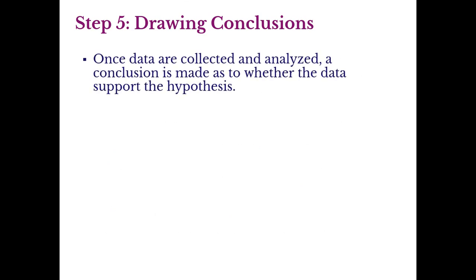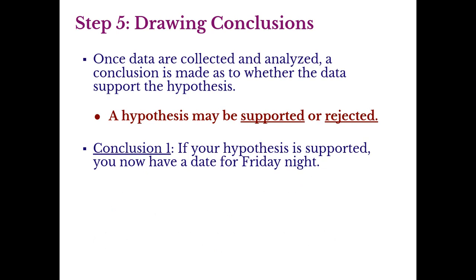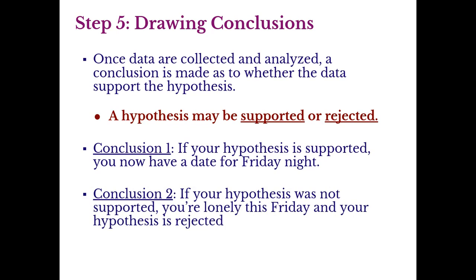If we look at drawing conclusions here for our last step, once our data are collected and analyzed, we need to make a conclusion. We need to try to interpret our data. And so a hypothesis can either be supported or it can be rejected. In the case of my silly experiment with the cologne, if my hypothesis is supported, then I should have a date for Friday night, right? So if my addition of cologne was successful and my hypothesis is correct, I should have a date. If, on the other hand, my hypothesis was not supported, then I would probably be lonely on the Friday night. So I would have to reject my hypothesis, right? So back to the drawing board I go.